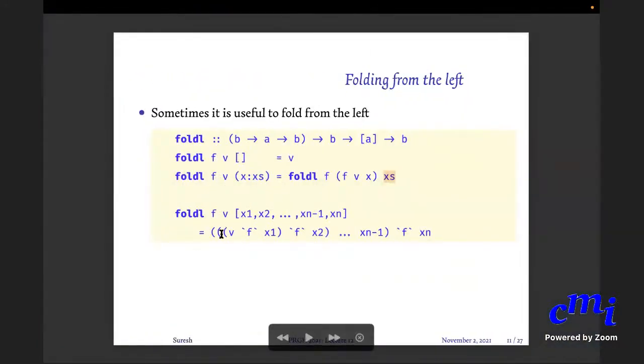Right? So this is like summing from the left, therefore. So you have the initial value first. You first use F to combine V and X1. You use that as the accumulated value, and you go down to the recursive call, and then you will combine it with X2, and then you will combine it with Xn, etc. So the combination is from the left.